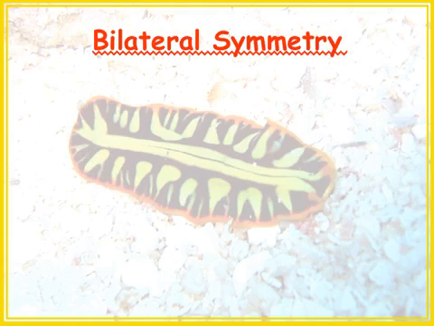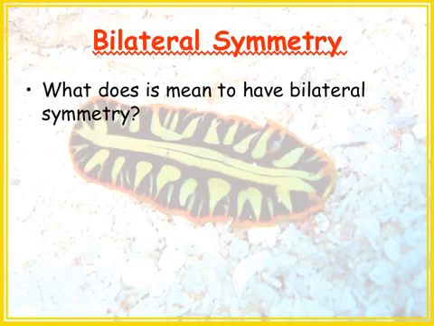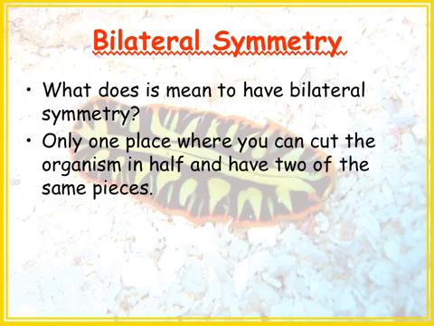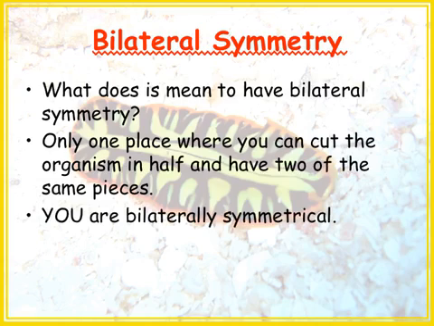Platyhelminthes also have bilateral symmetry. And what does this mean? This means that there is only one place where you can cut the organism in half and have 2 of the same pieces. So you are bilaterally symmetrical.